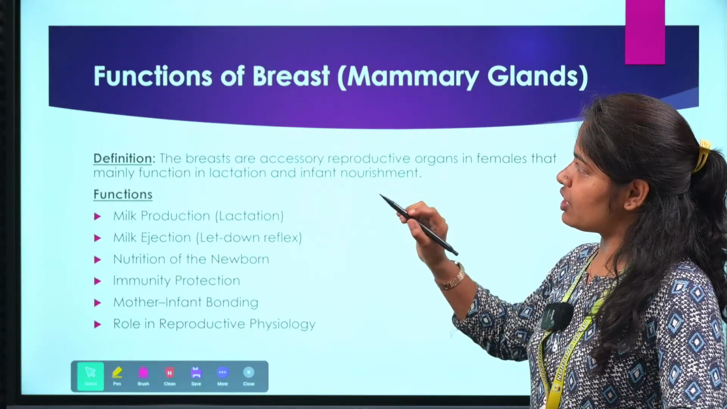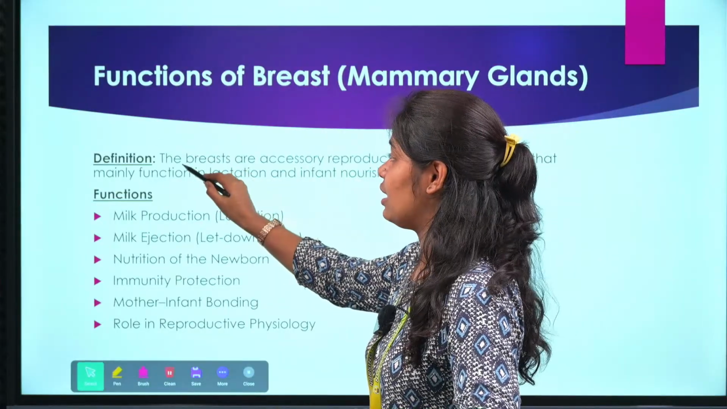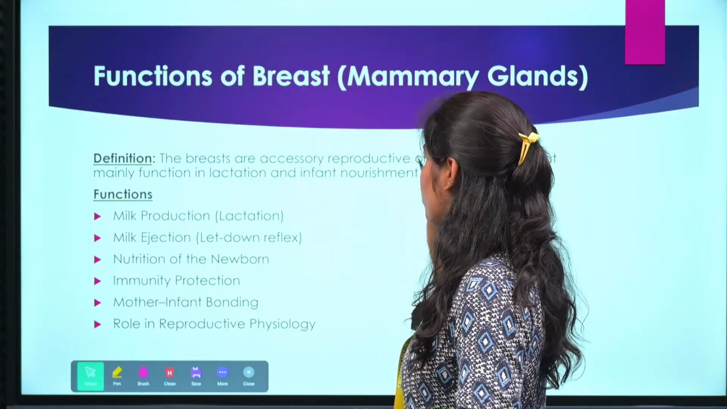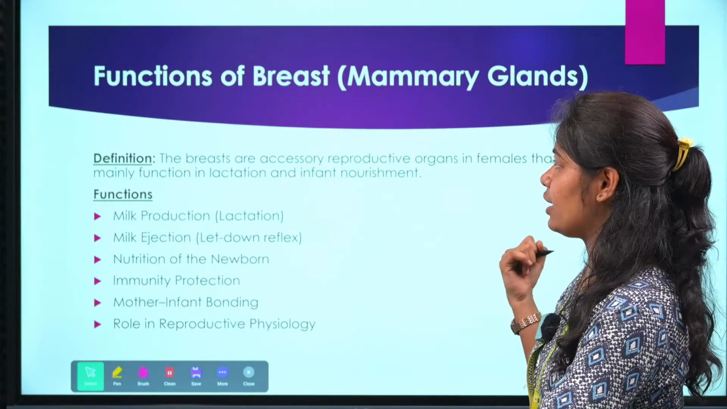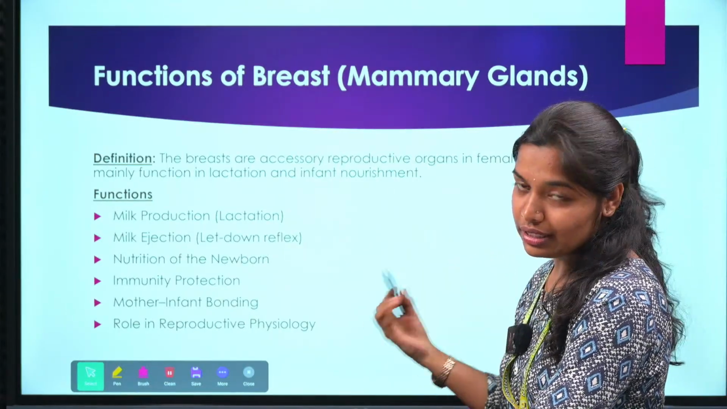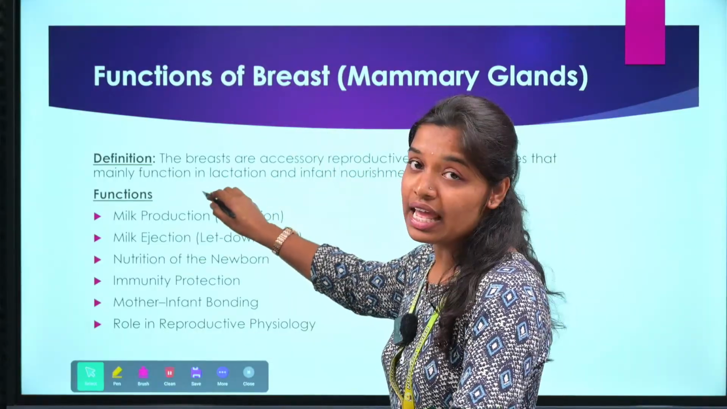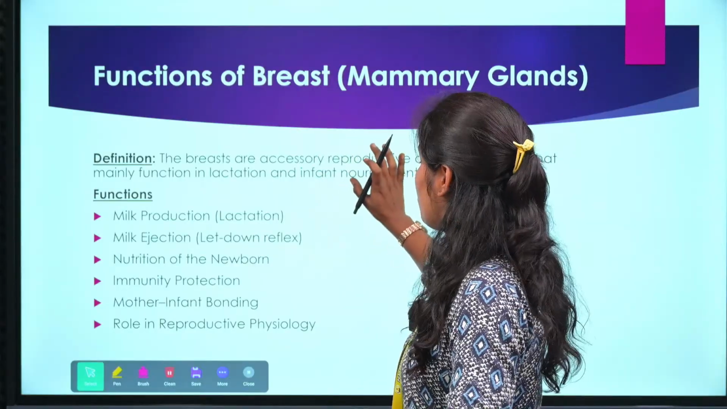Next is function of breast. First we are going to understand what the breast is. The breasts are accessory reproductive organs in the female that mainly function in lactation and also infant nourishment. For lactation and infant nourishment, these secondary accessory reproductive organs are going to help.